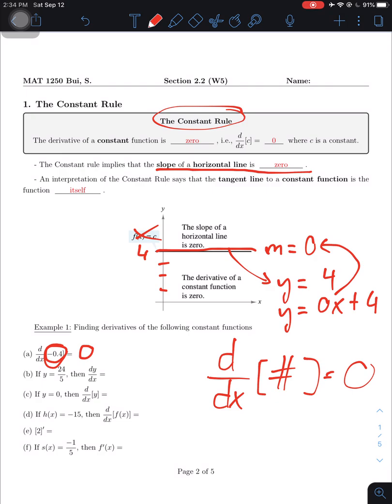Another interpretation of the constant rule is that the tangent line to a constant function is the function itself. So that's another way we can understand it.